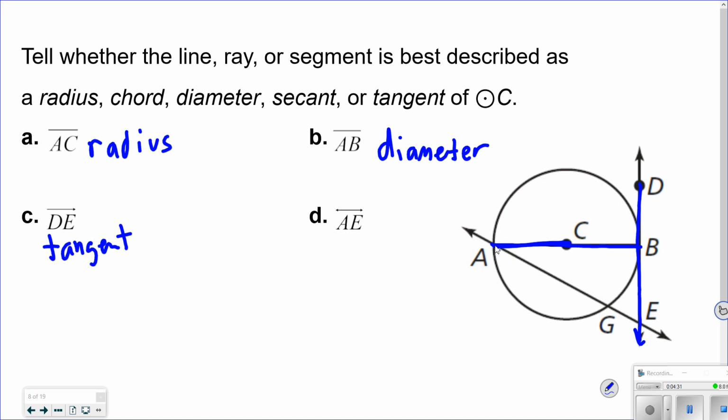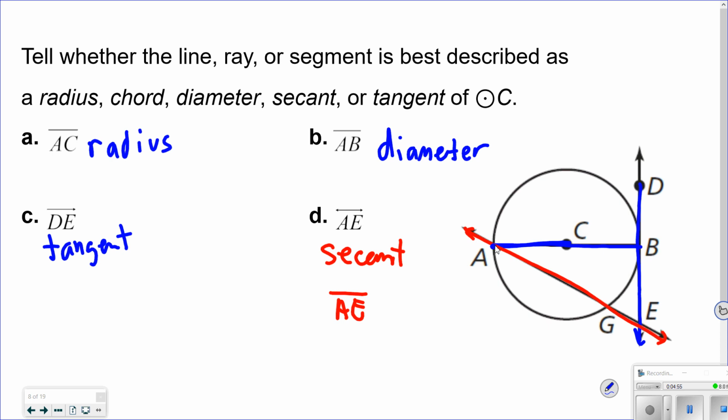And line AE, if you look at AE, it passes all the way through, so we refer to that one as a secant line. Now, just as a side note, instead of saying line AE, if I said segment AE, okay, so I'll do that in a different color. Segment AE starts at A and ends.